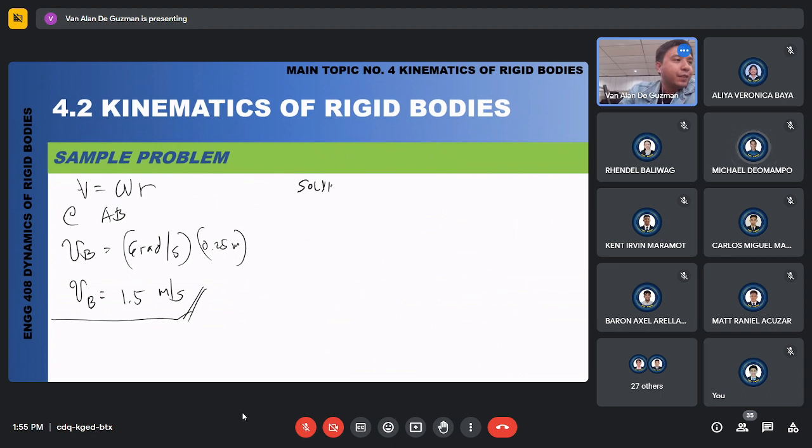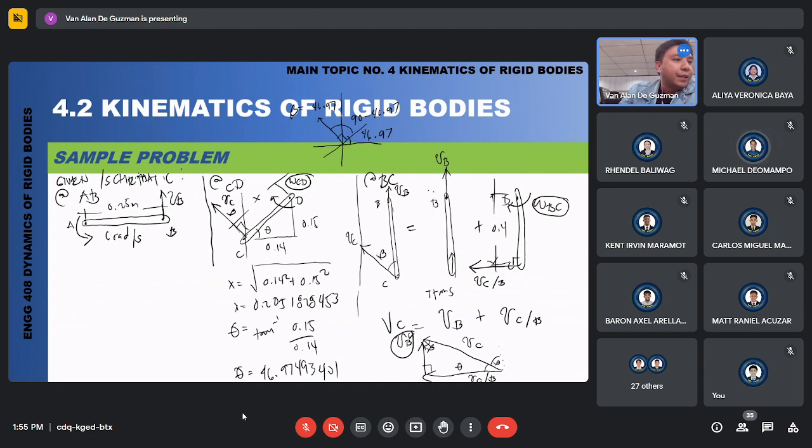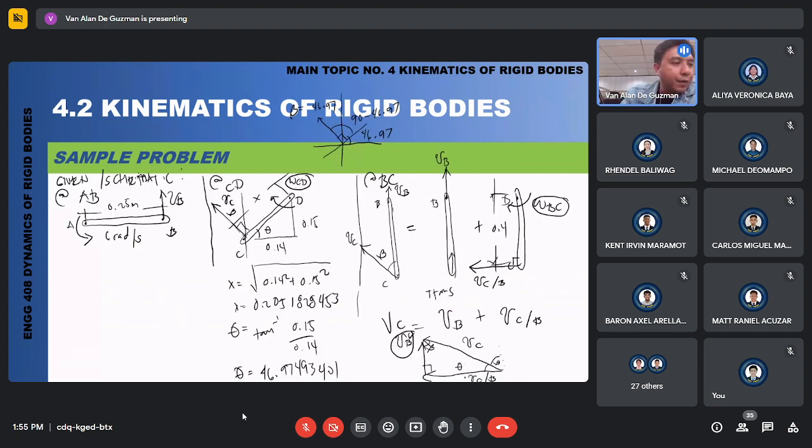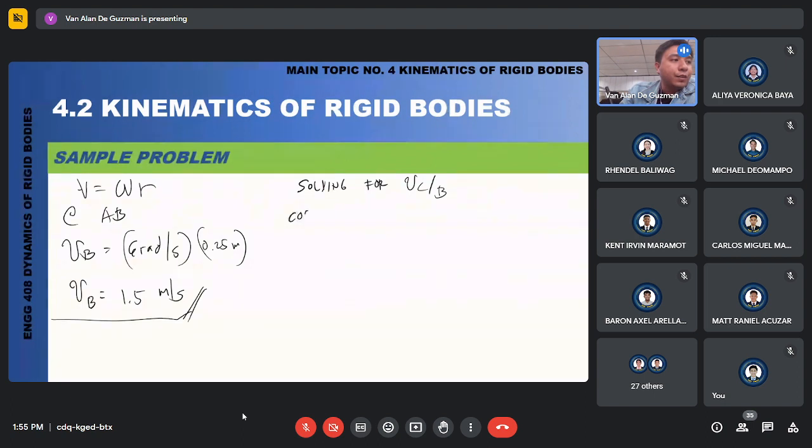Solving for, unahin muna natin yung ating BC. Solving for C relative to B. Good. So how do we do that? Kailangan natin na ito. Paano natin magagawa yon? Using this theta, so cosine opposite over adjacent. So cosine theta is equals opposite over adjacent. Tama, right? Cosine theta is equal to vis-a-vis.